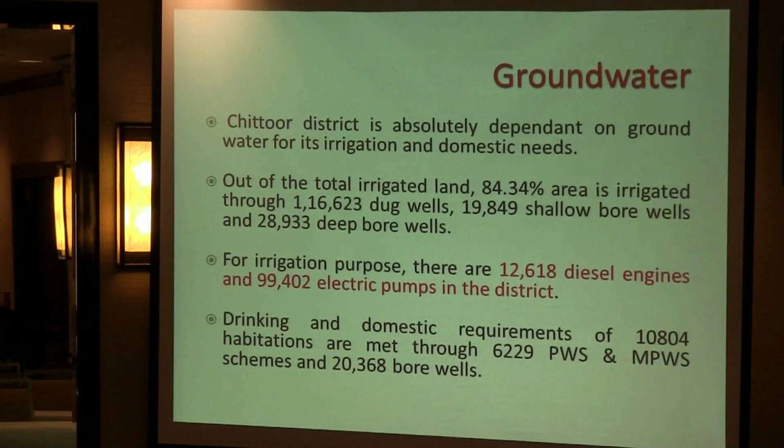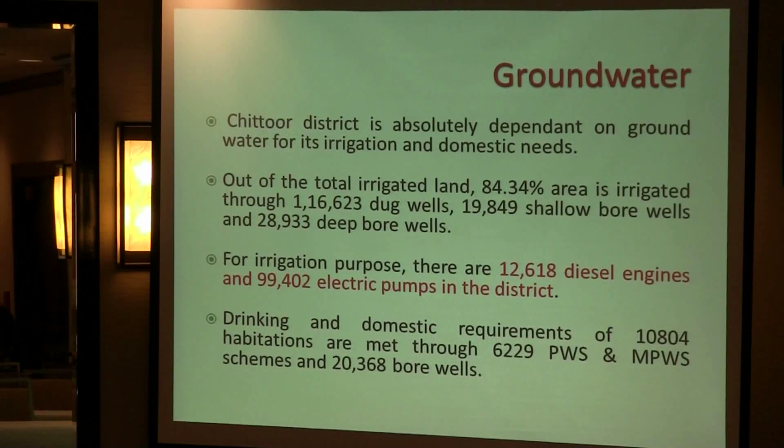Of the total irrigated land, 84.34% is irrigated through dug wells and open wells, about 19,849 through shallow bore wells, and about 28,933 through deep bore wells. It all depends on the capacity of the farmer, what type of water source he wants. Once you have a bore well, you require diesel engines and electricity, so there is another expenditure.